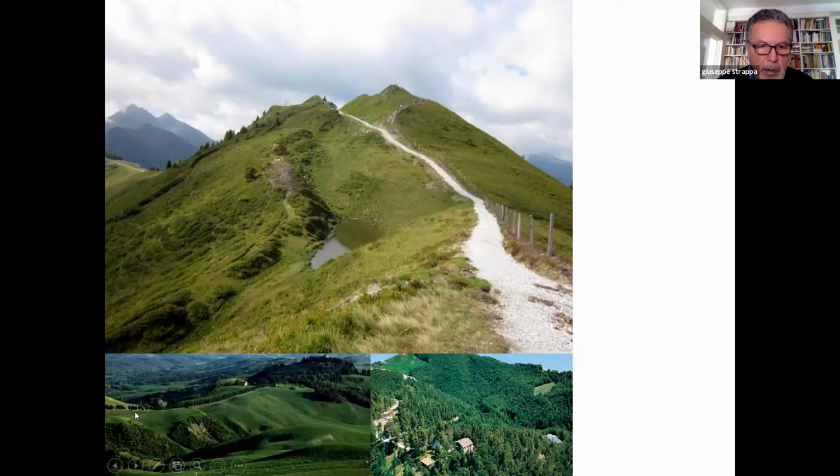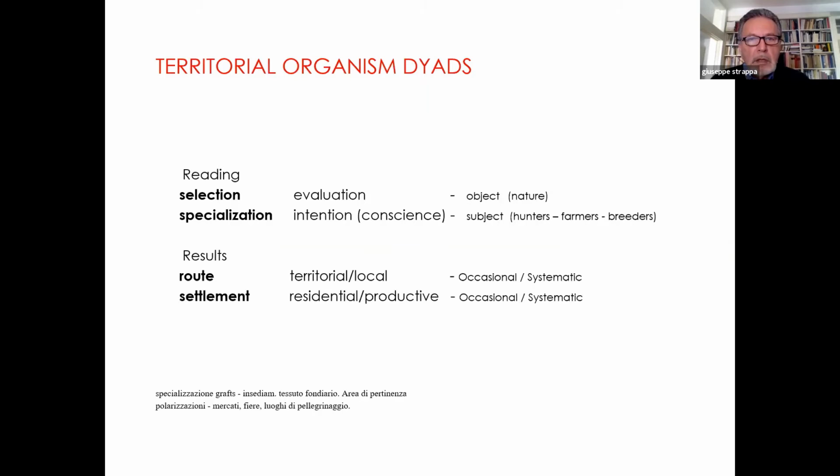This one, bottom on the left, is from Tuscany. It is very clear in which way the territory is selected and specialized. And the specialization, of course, also involves a hierarchy between the different roads. There are ridge roads which arrive to distant poles and others which are local, and this is something which we'll see soon.